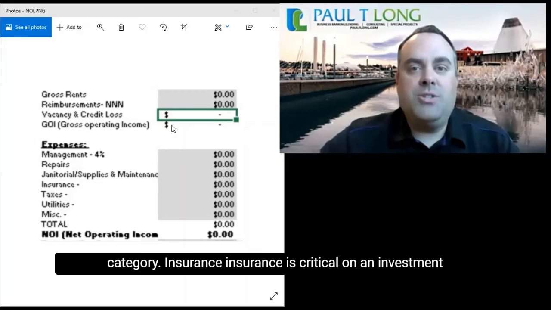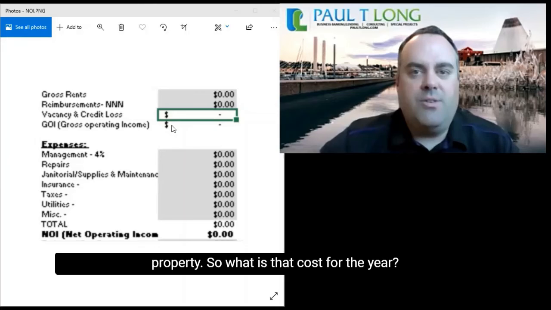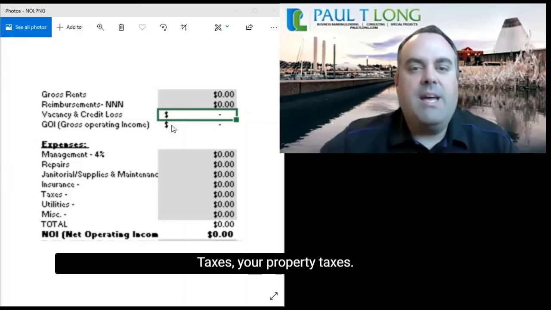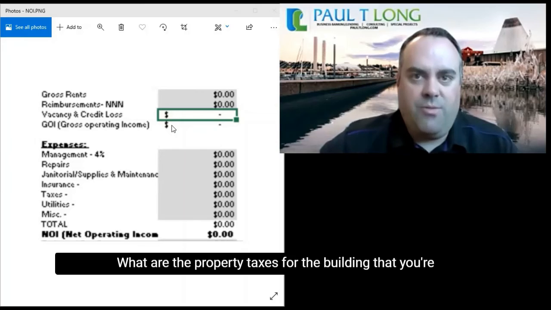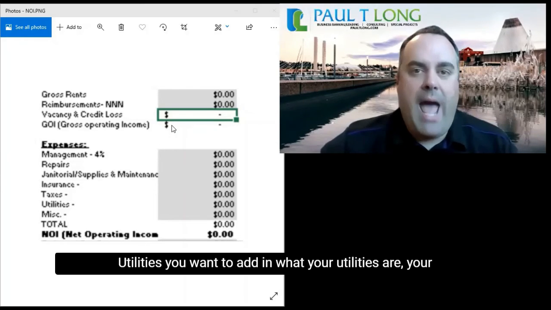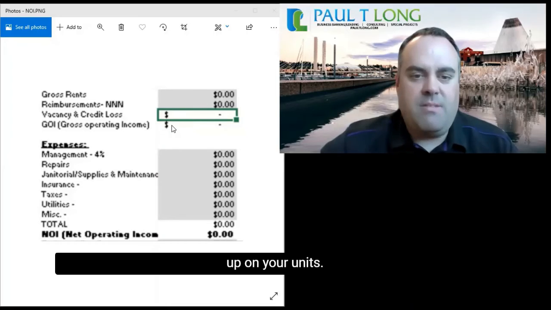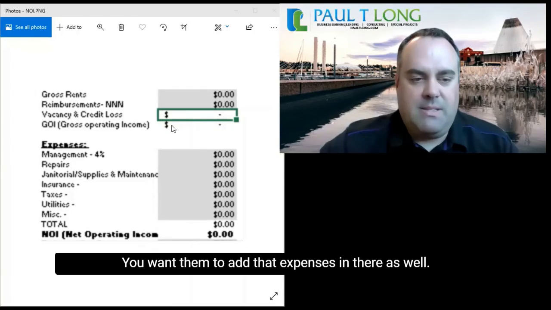Insurance. Insurance is critical on an investment property. So what is that cost for the year? Taxes, your property taxes. What are the property taxes for the building that you're going to buy? Utilities. You want to add in what your utilities are, your water, sewer, garbage, electricity. However that is set up on your units, you want to add those expenses in there as well.